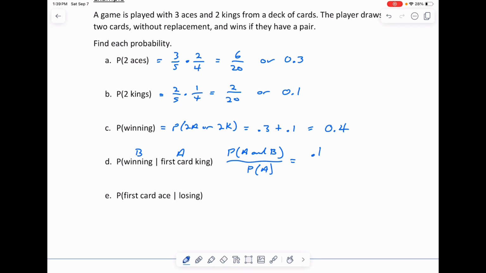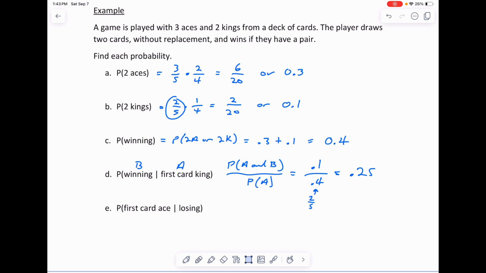The probability that the first card is a king, we also have in part B, because when we found this 2/5, that was the probability that the first card was a king, 2 out of 5. So we're going to divide by 2/5, which as a decimal is 0.4, right? This is 2/5. And that's going to give us a probability then of 0.25. So we've got a 25% chance of winning, given that the first card was a king.